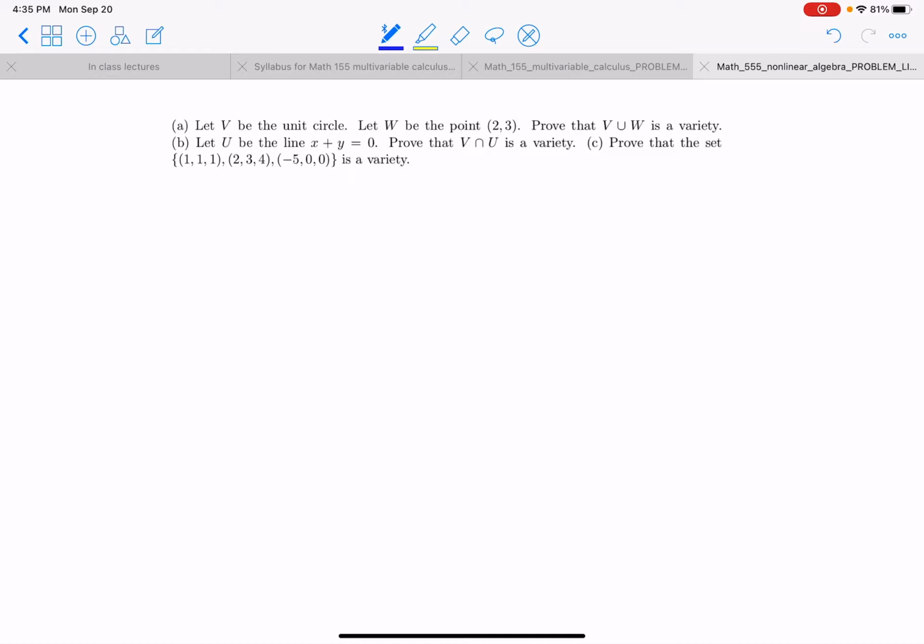Okay, let's look at this problem. Part A: let V be the unit circle and W the point (2, 3). Prove that V union W is a variety. So how do I prove something is a variety?